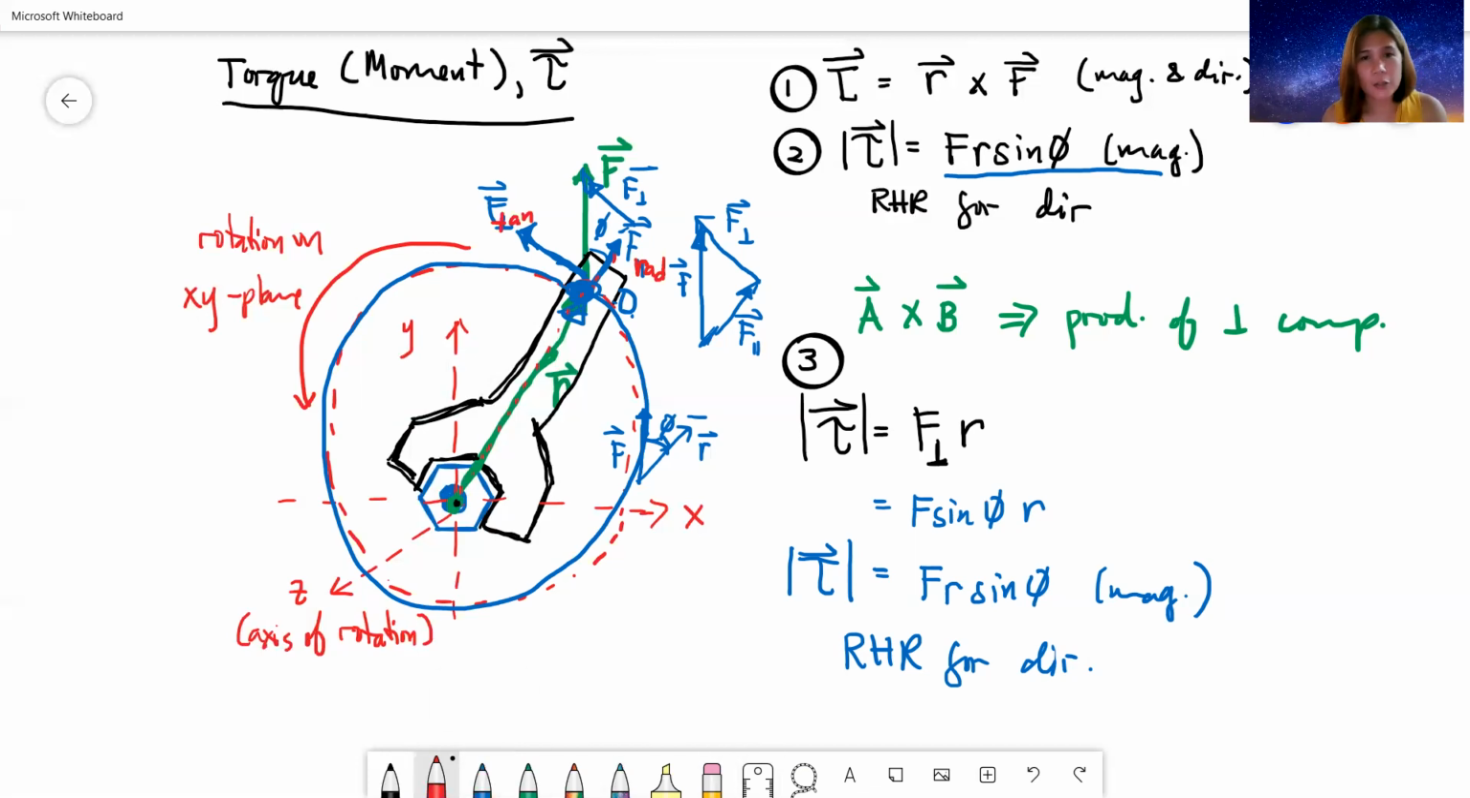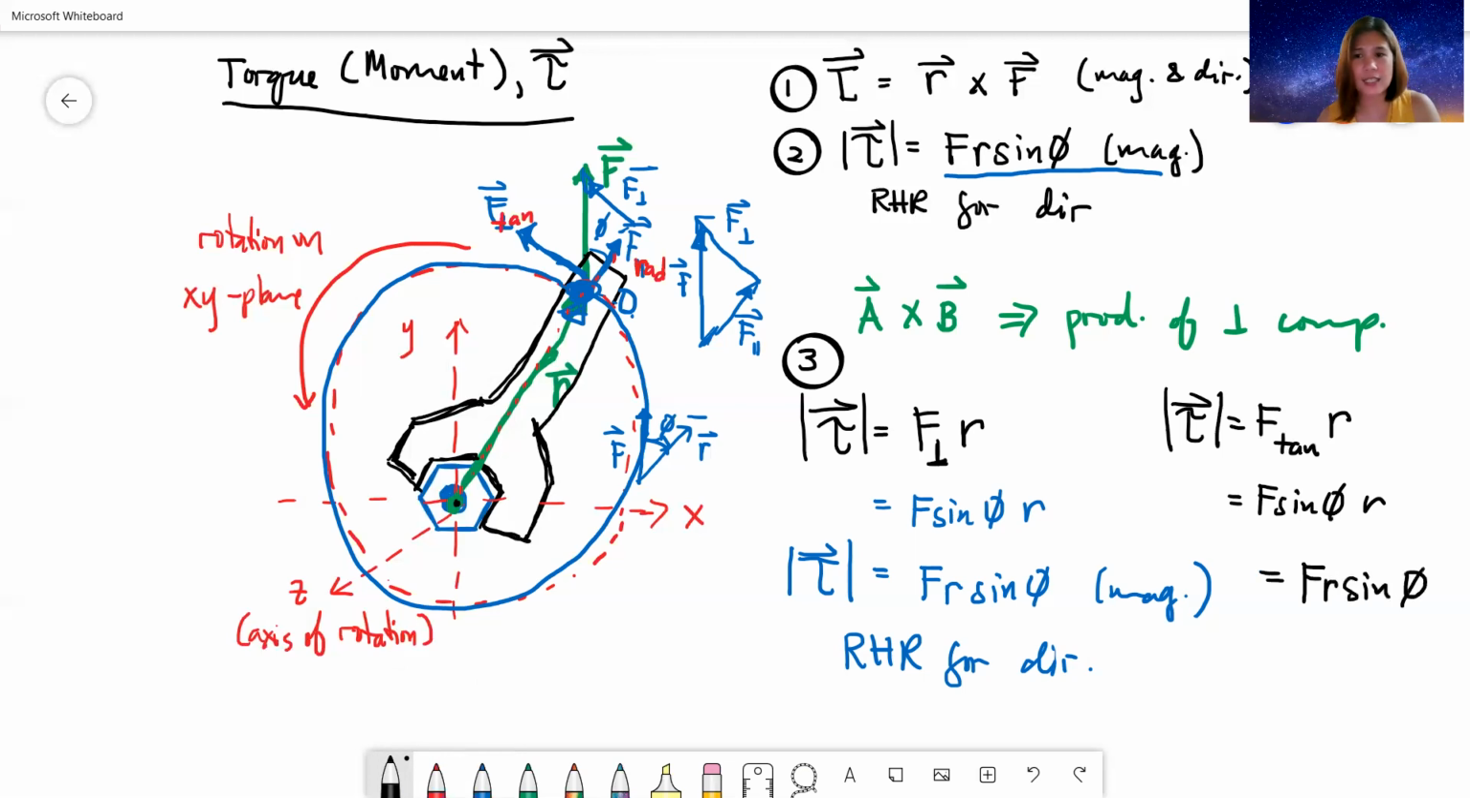So, what is the rotating ability of this tangential force? The rotating ability, or the torque, will be F tangential times R, where F tangential would still be F sine theta, so that it will still lead us to the definition of the magnitude of torque, which is Fr sine theta if we rearrange. Okay? So, that is the fourth perspective. You can look at the forces that are tangential to the circular path.